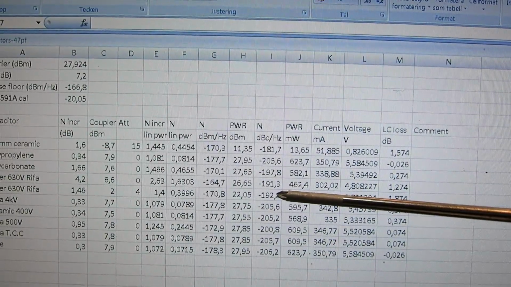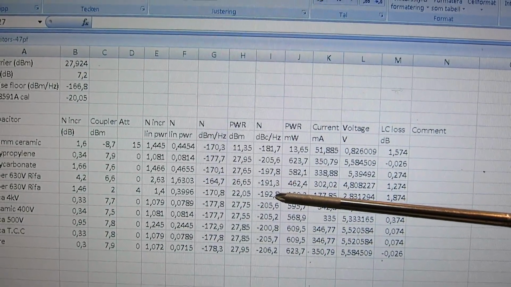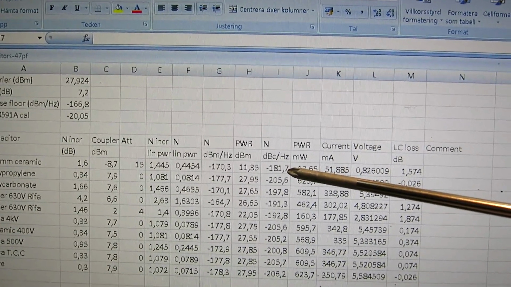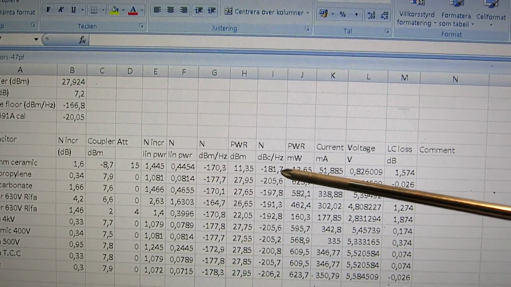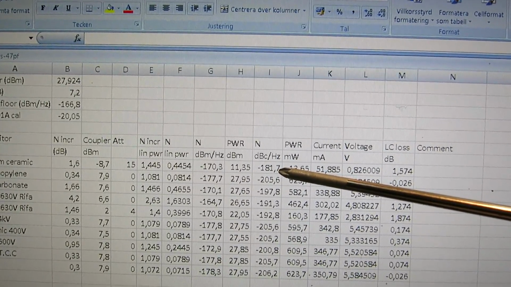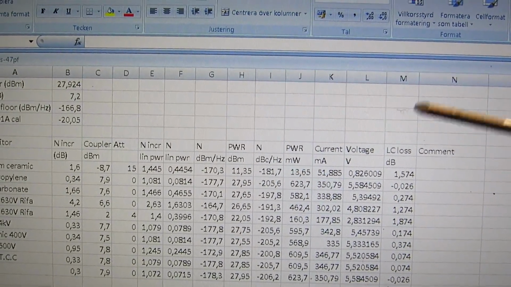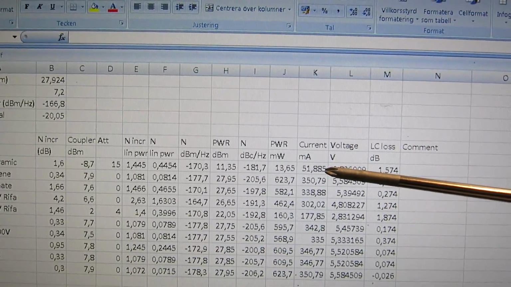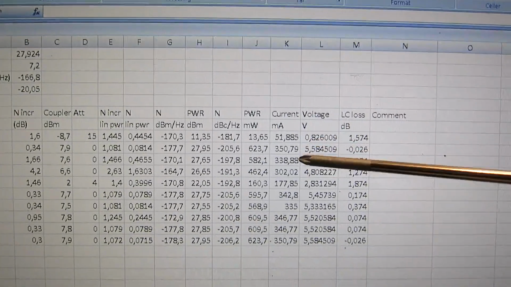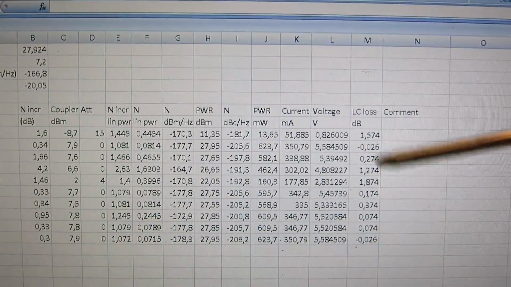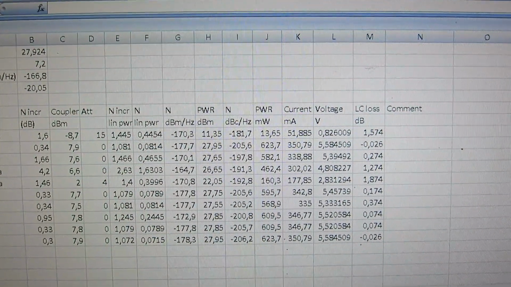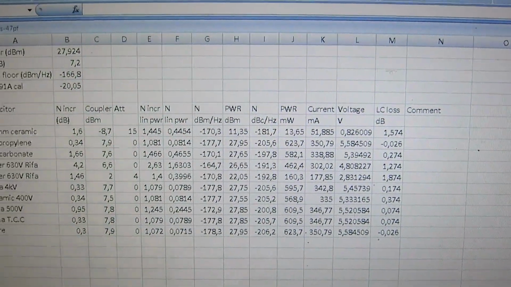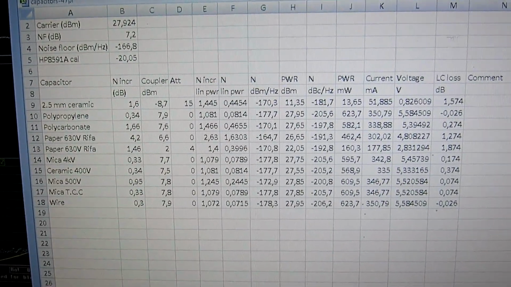The paper capacitors give a little noise, not much. The small ceramic gives a significant amount of noise, although it's minus 180, so nobody would worry about it, I think. And that's at a current of 50 milliamps. The other capacitors are measured at 300 milliamps of current at 10 megahertz. So I found nothing interesting in this study, I think.